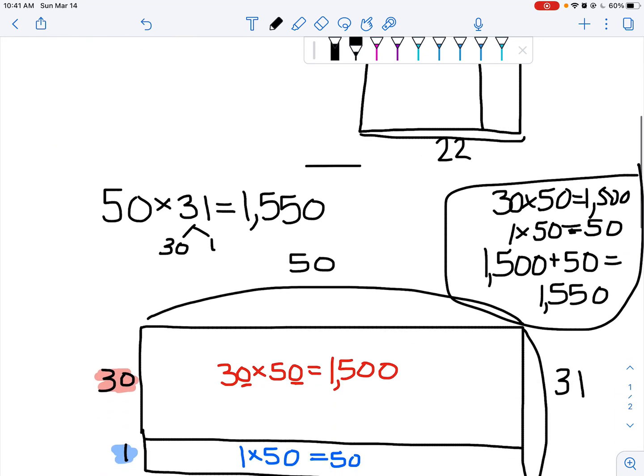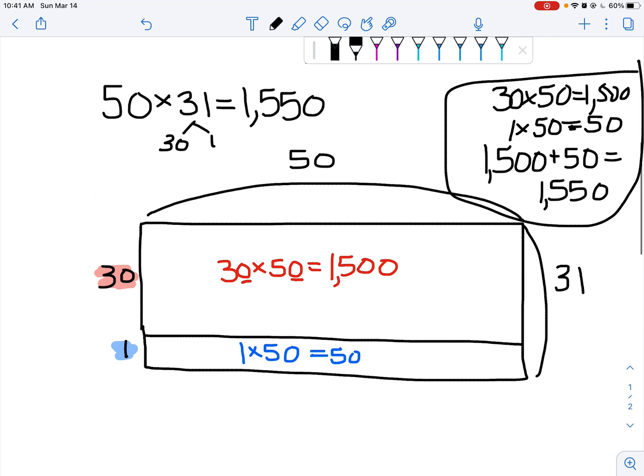But you do need to show that multiplication. Make sure you're labeling all of your lengths. So I want to see all these labels on the outsides. I want to see how you've broken up your area model. I want to see the equations inside, okay?